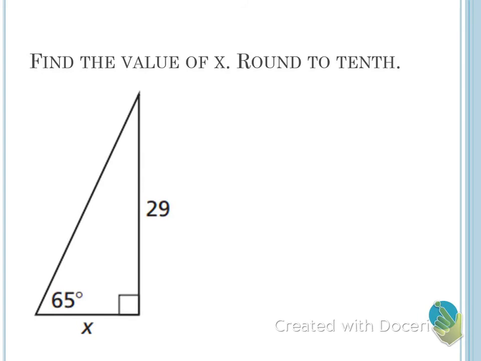Wait, stop, stop. Stop erasing. I want to help you. Come on, I'm trying to help you. Okay, right, tangent of 65 would be the opposite over the adjacent. So what's the opposite of 65? So it equals 29 over the adjacent, which is... That's the answer.